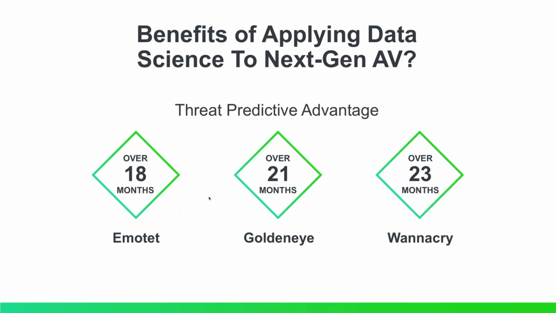So the predictive advantage is, in Cylance's universe, where we look a lot at securing workloads and securing devices, be it physical or virtual, we don't care if it's in a data center, we don't care if it's in the cloud, the predictive advantage is a big, big part of what we get out of using data science and artificial intelligence.